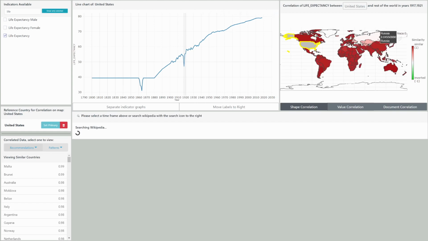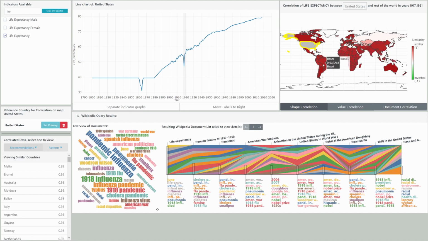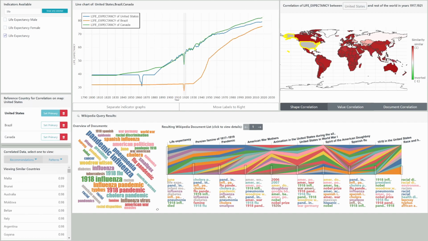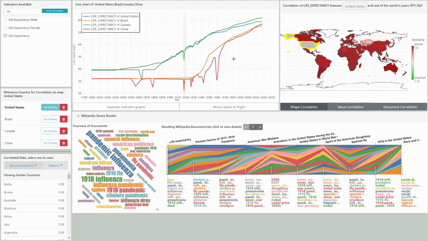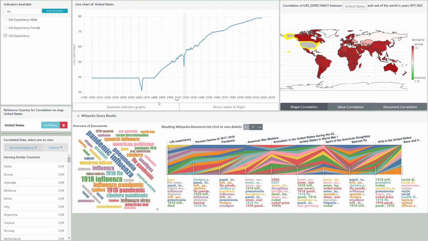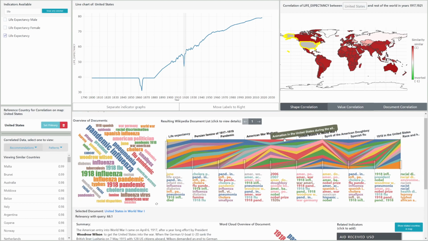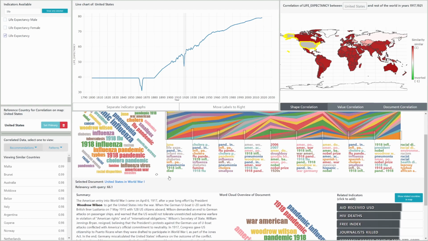Now we can see that most, if not the entire world, has a very similar valley shape to the United States. And I can validate this by adding more countries to my line chart visualization. With that confirmed, let's try to understand why that's the case. By analyzing the Wikipedia results, we see two probable reasons: World War I and the flu pandemic.